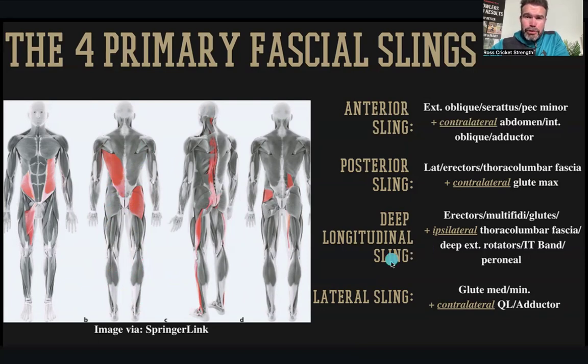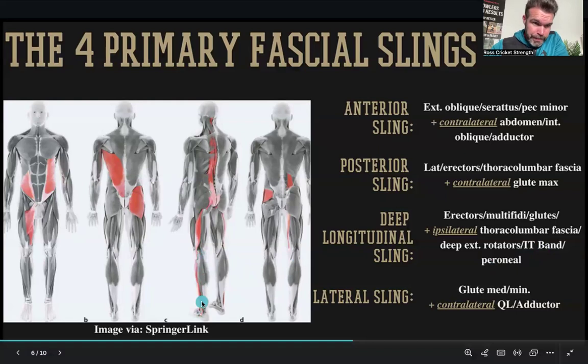Then we've got the deep longitudinal sling with the erectors, multifidi, thoracolumbar, again, fascia. Again, back's pretty important for bowlers. I think so. And the multifidus, absolutely huge. Glutes, huge. Thoracolumbar, huge. Deep external rotators, if they're working, we've got no issue really with hip internal rotation. IT band, peroneals, shin splints, anyone? If that's working and that's flowing the way we need it to, shin splints aren't an issue.